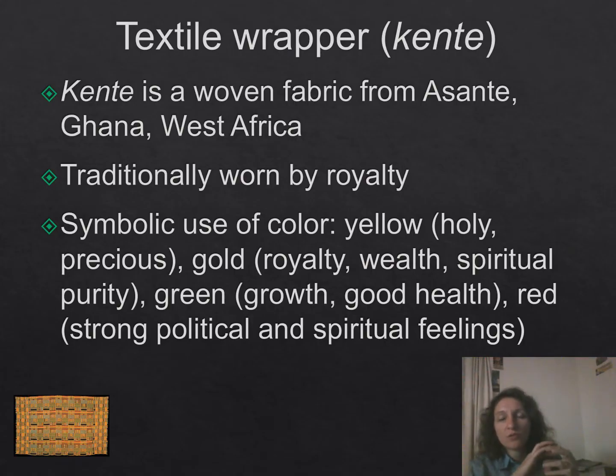Right, so holiness and royalty and wealth and good health, all those kinds of things are what's being communicated via this textile wrapper, which was traditionally worn by royalty. I believe it's worn in a variety of ways, sometimes as a dress and sometimes folded up in a specific way to be worn as a shirt. So there's all kinds of different ways. This is worn by both men and women.